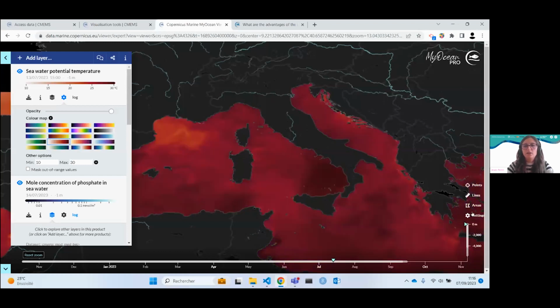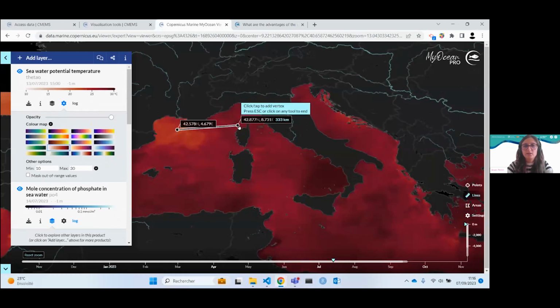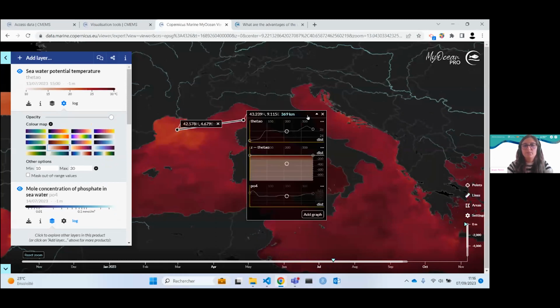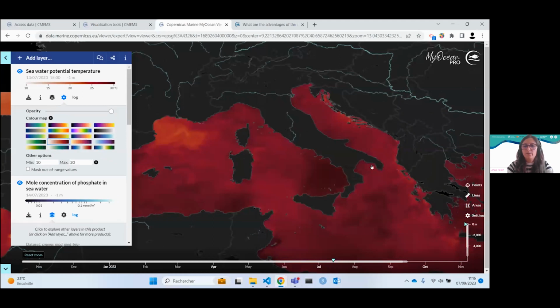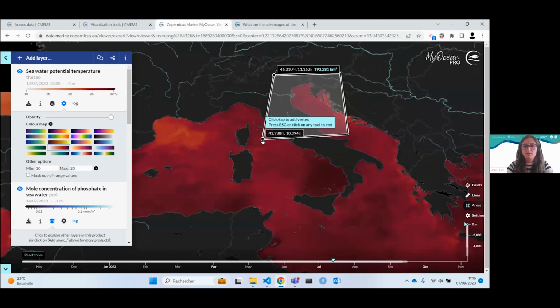Above the scale, you have different objects that can be created: a point as seen previously here, the line for the creation of a transect, like this, and an area, like this.